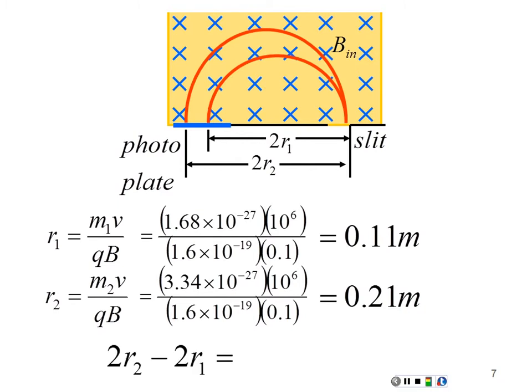So the difference between these half circles would be a distance of 0.2 meters, or about 2 decimeters, that far right there. So if you had two collectors, you could easily separate the isotopes of this element, hydrogen and deuterium, and you'd be able to separate them from each other.